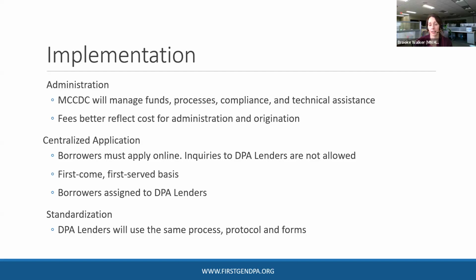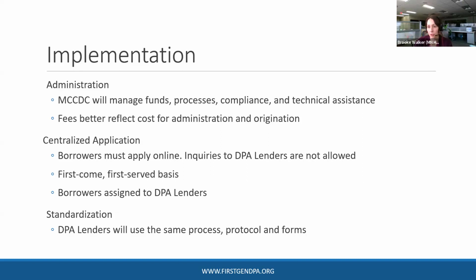And we put it in the legislation because we wanted to, again, kind of disrupt the system a little bit and acknowledge that DPA lenders cannot be essentially subsidizing this work for other entities, and they need the actual cost of what it takes to originate these products. We're also going to be, as I mentioned, testing this idea of a centralized application. All borrowers are going to be required to apply online. It's going to be a first come, first served basis, and borrowers are going to be assigned to DPA. So this is a newer process that we will be testing.